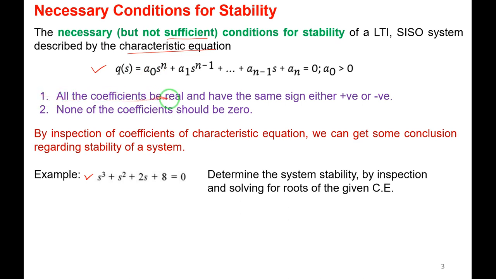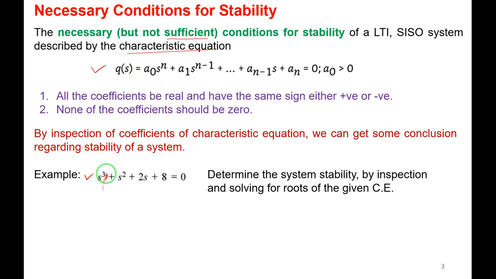All the coefficients must be real and should have the same sign. Either all should be positive or all should be negative. Here the coefficients are A0, A1, up to An-1 and An. They should have the same sign, meaning either all plus or all minus. And none of the coefficients should be 0.